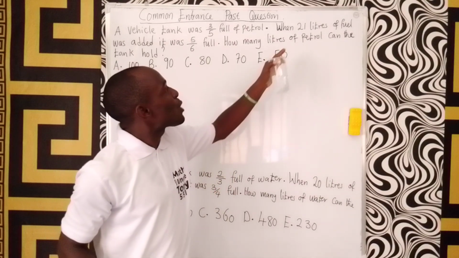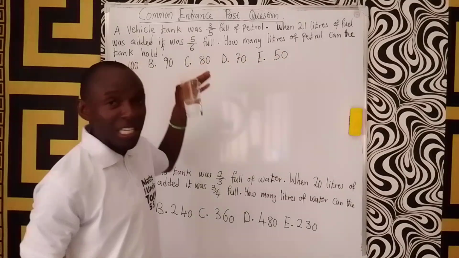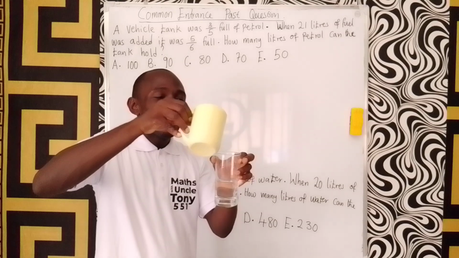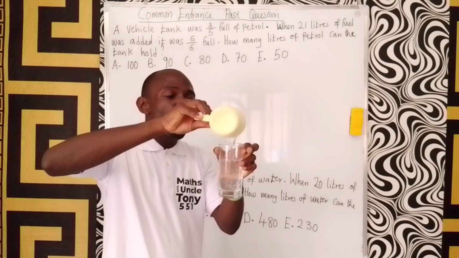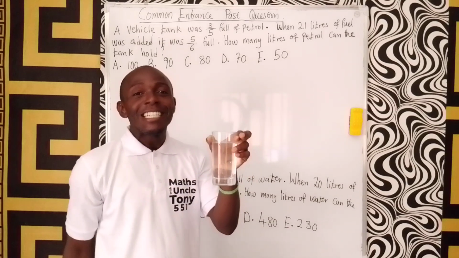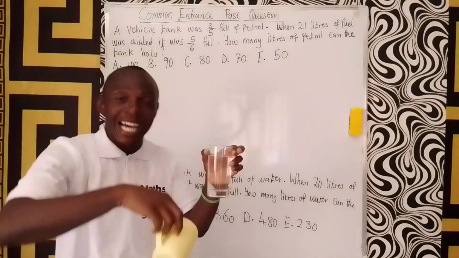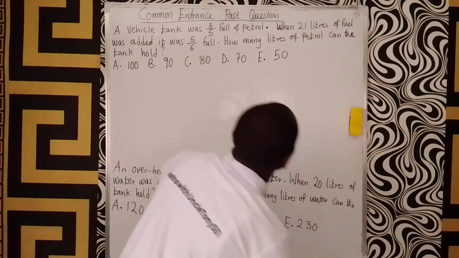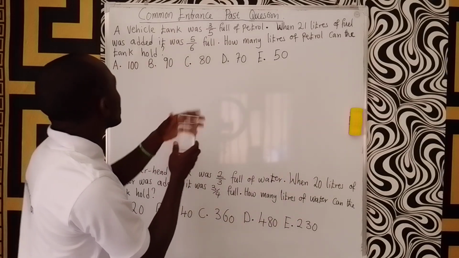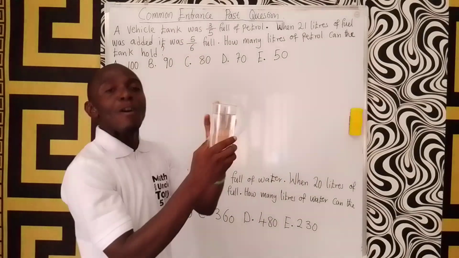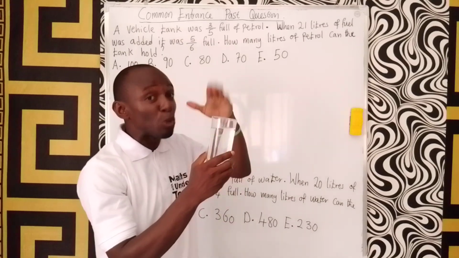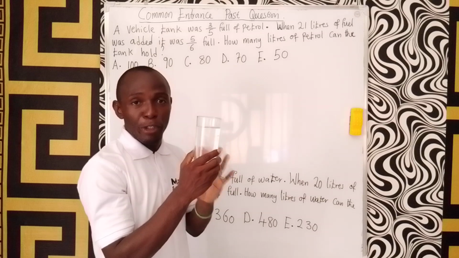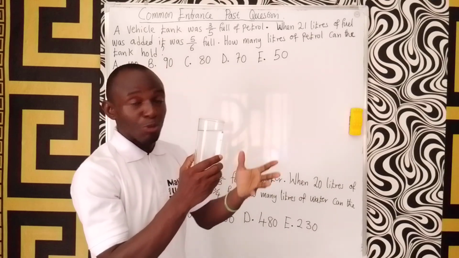But they said 21 liters of fuel was added to it. So in my hand is 21 liters of fuel, and I'm adding it to this tank. Now I have added 21 liters to the existing 3/5 full of petrol. It became 5/6 full, not actually filled to the brim. This is 5/6 filled of petrol. This is an imaginary demonstration.